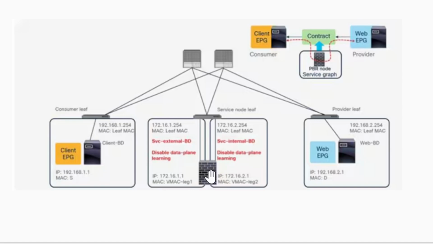After processing the traffic is forwarded from the Svc-internal bridge domain to the Web EPG, to the Web bridge domain on the provider leaf. The destination server receives the traffic, and the return traffic follows the same path in reverse, going through the service node again before reaching the Client EPG.